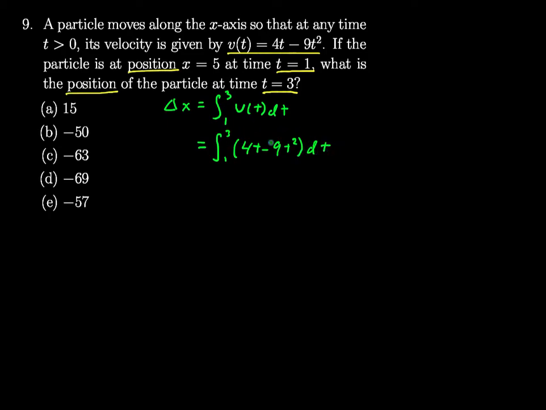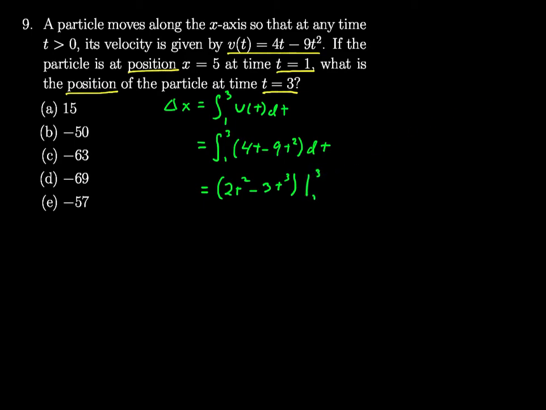And I can take the antiderivative of this pretty easily. I have a t to the first, so I add 1 to that exponent, get t squared, and divide by 2. So I get 2t squared. Same thing here. I add 1 to the exponent, get 3, divide by 3, and I get minus 3t cubed. And I evaluate this going from 1 to 3.